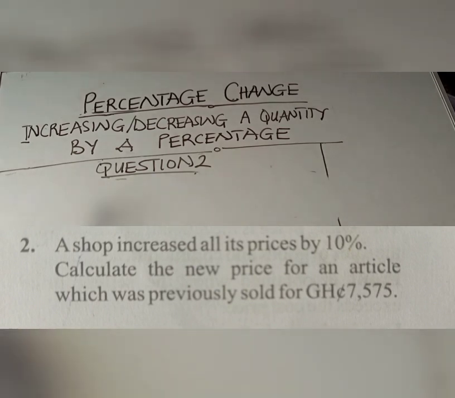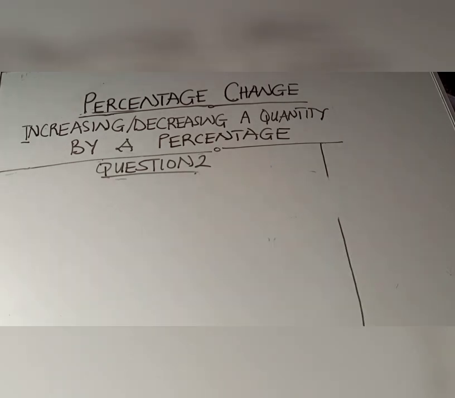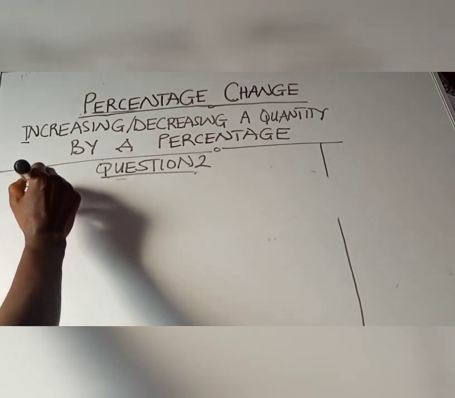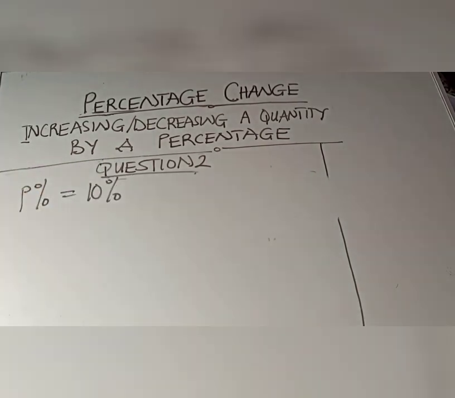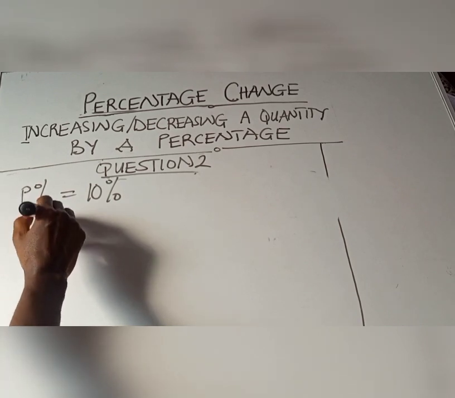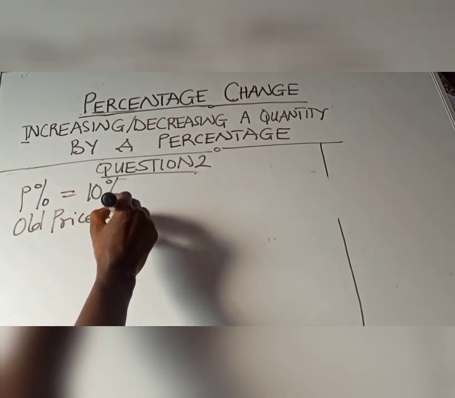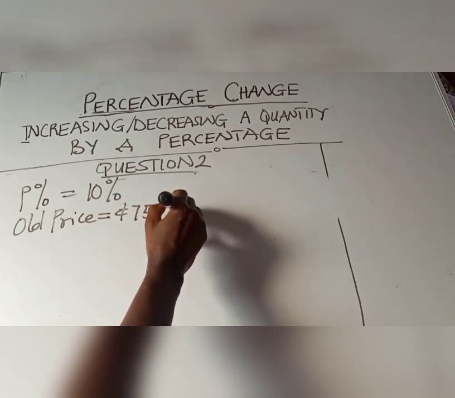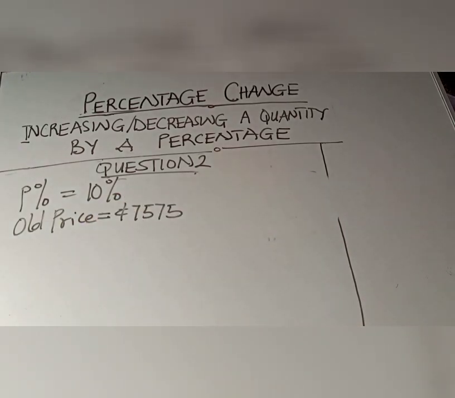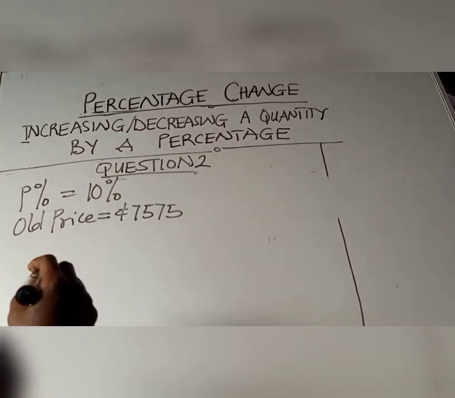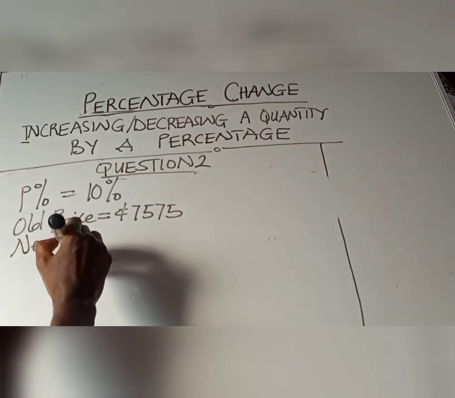So this has to do with the second part, the increase or decreasing of a quantity by a percentage. Here the price was increased by 10%. All right. So here, we say that the percentage increase is 10%. And we're given the old price as 7,575 cedis. Great. That is the old price. Then we are asked to calculate the new price.